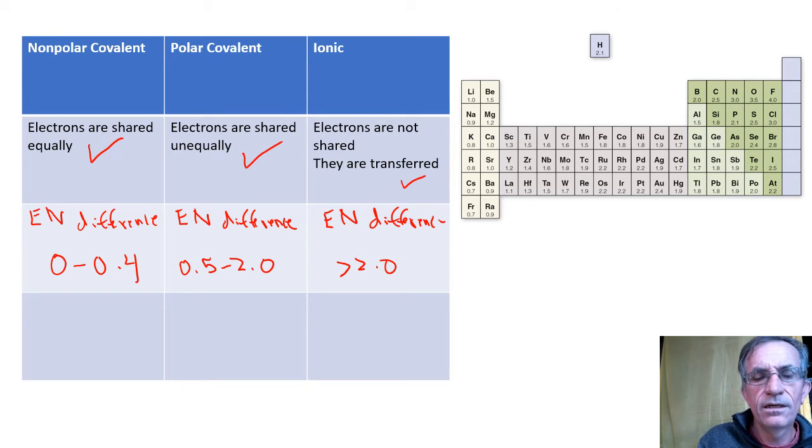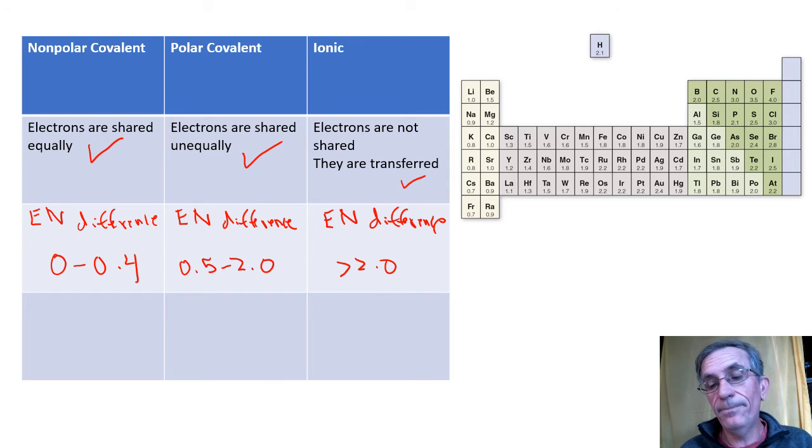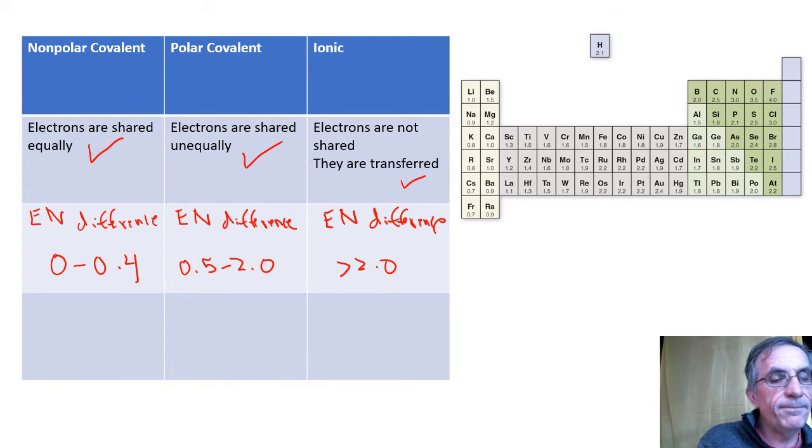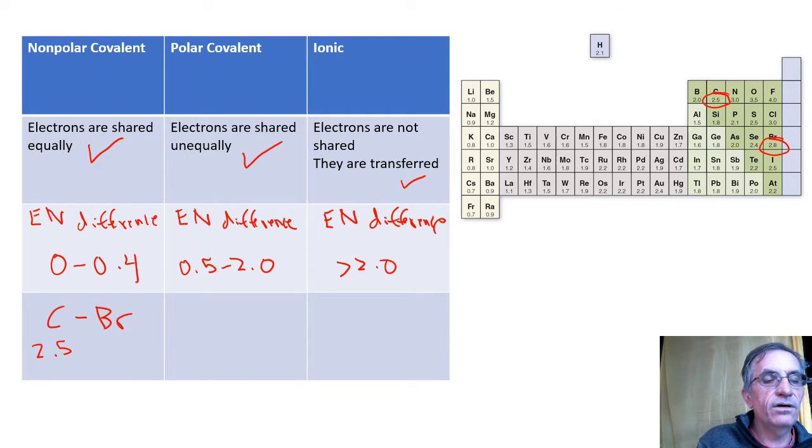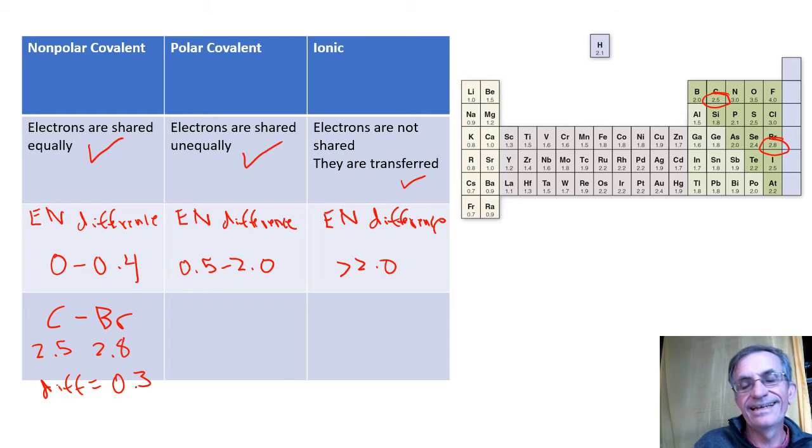Let's look at an example of each. An example of a nonpolar bond would be a bond between carbon and bromine. If I look up those electronegativities, carbon has a value of 2.5, bromine is 2.8. If I subtract them, the difference is 0.3. That means both of these atoms like shared electrons roughly the same.